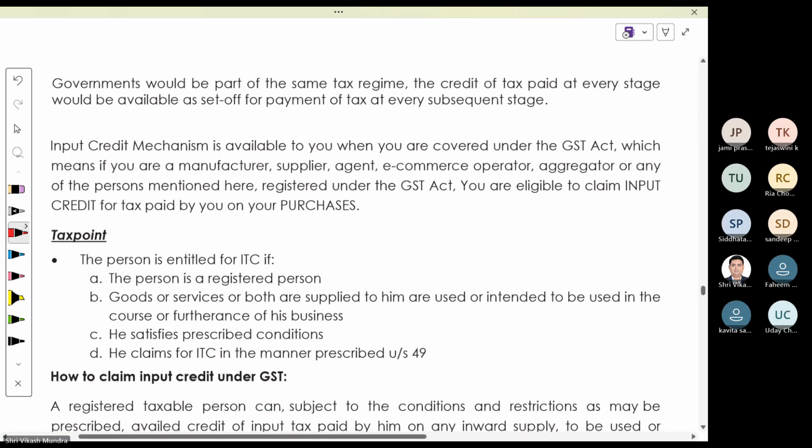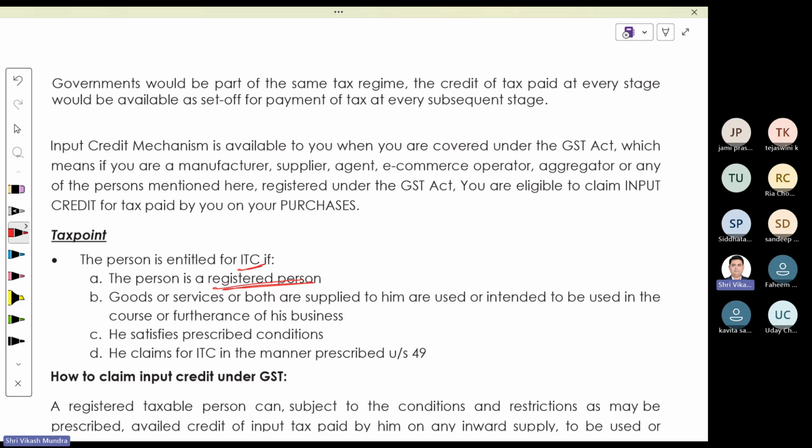Now, what are the terms and conditions? Number one, who is entitled to claim ITC? In short, input tax credit is known as ITC. Who is entitled to claim ITC? A few conditions are required to be fulfilled. Number one, the person who is supposed to claim ITC should be a registered person. If you are not a registered person, you are not eligible to claim ITC. First of all, the uppermost condition is that you are a registered person. Number one condition.